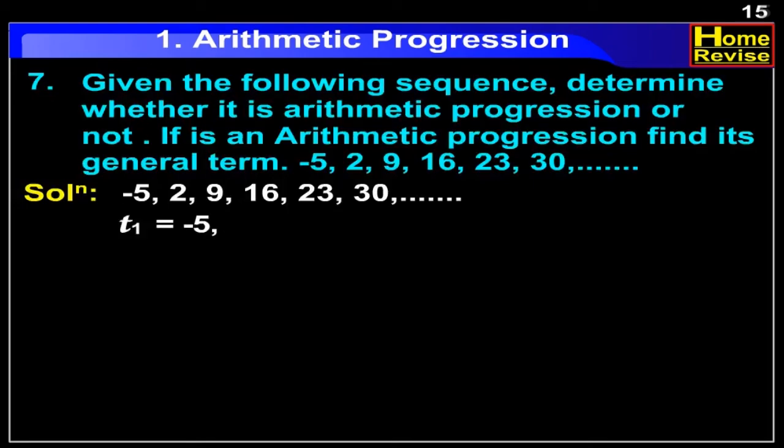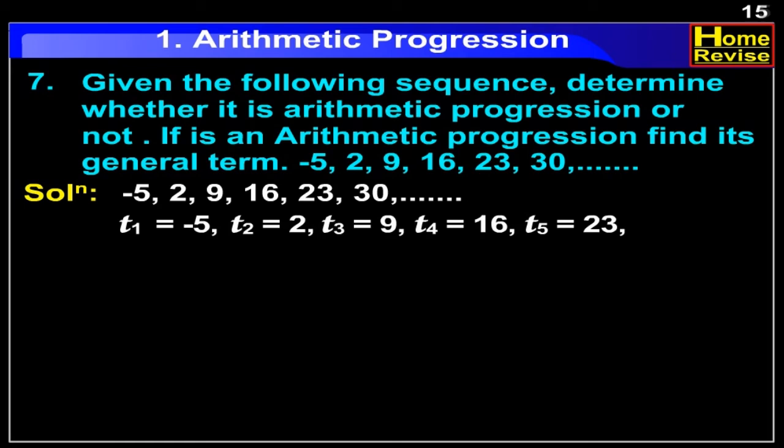Accordingly, we have T1 is equal to minus 5, T2 is equal to 2, T3 is equal to 9, T4 is equal to 16, T5 is equal to 23, T6 is equal to 30 and so on.